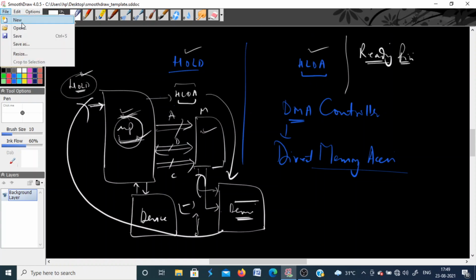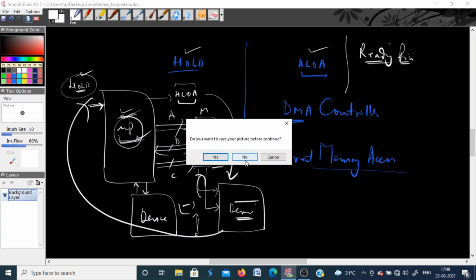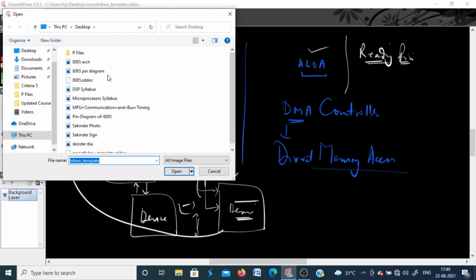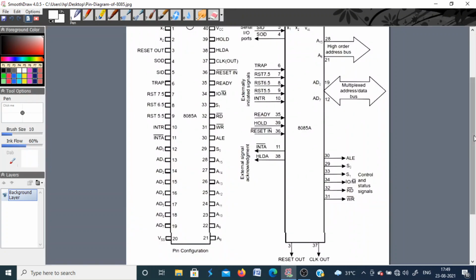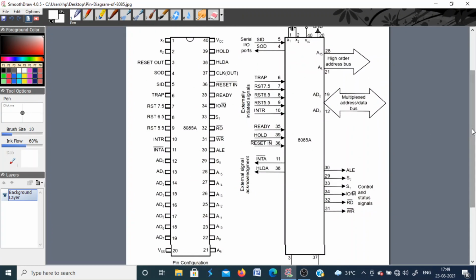This internal architecture is now mapped to the pin diagram. If you see the pin diagram of 8085, this is the pin configuration. It is a 40 pin integrated circuit.